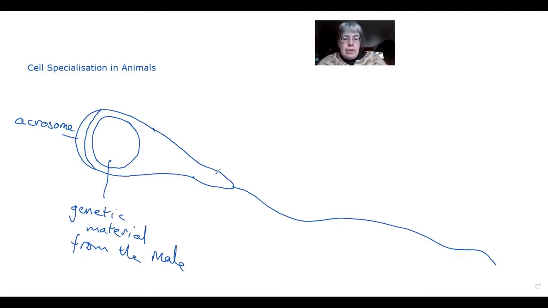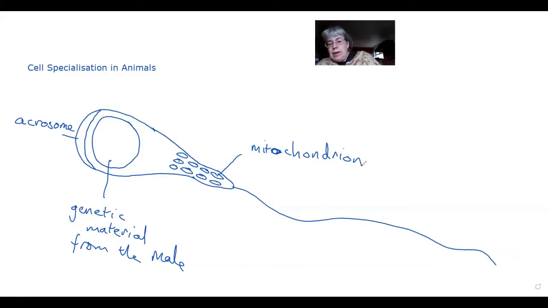Okay, then around the tail you have loads and loads of mitochondria. And if you remember, mitochondria are involved in respiration. I've only labelled one mitochondrion up. So they're really involved in giving the energy to the tail, and the tail is needed to swim with. So that's quite simple. It's got mitochondria around the tail to provide energy for swimming.